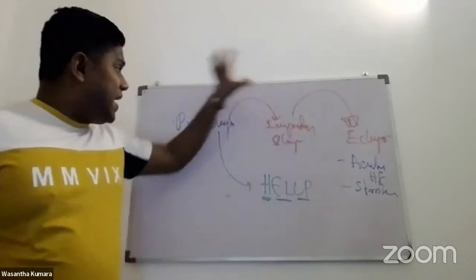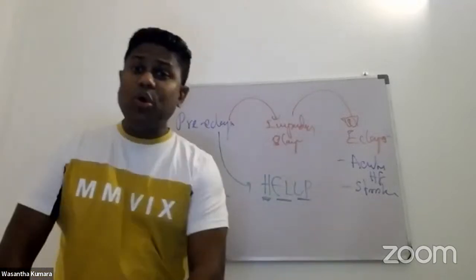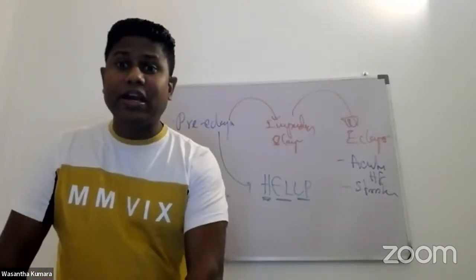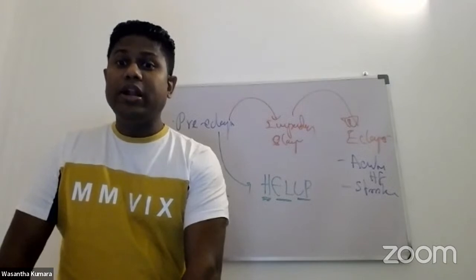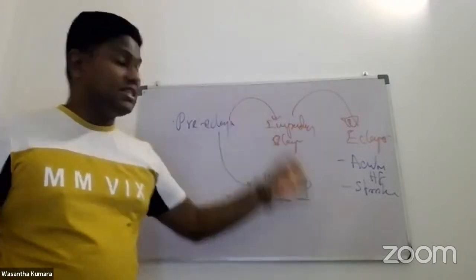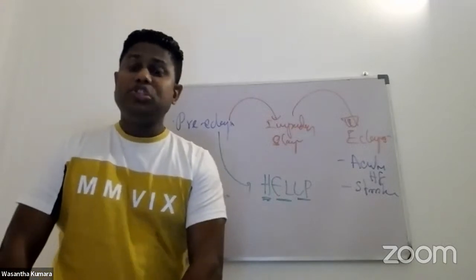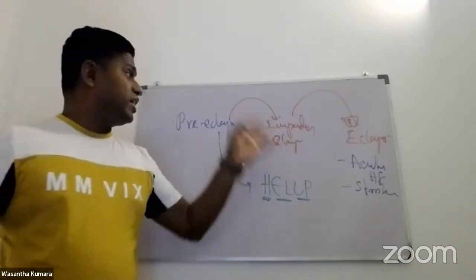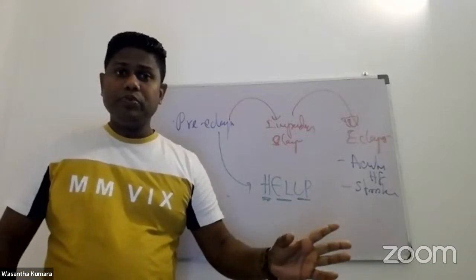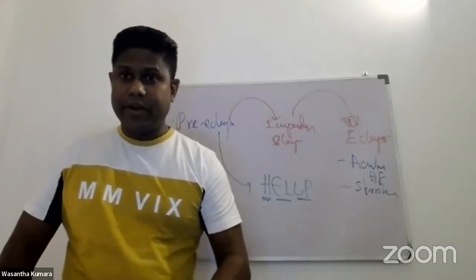So if a preeclamptic patient has those features, including the biochemical features, then you call it not preeclampsia but HELLP syndrome. It's also a severe variant of preeclampsia. Okay, right.